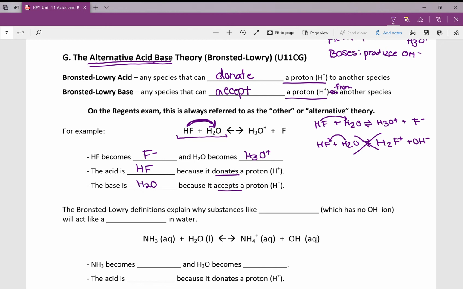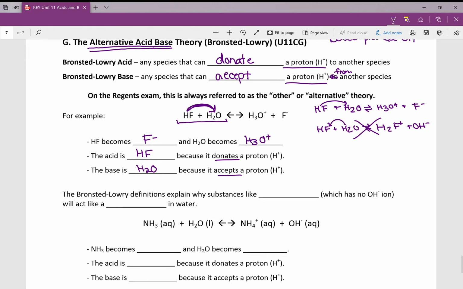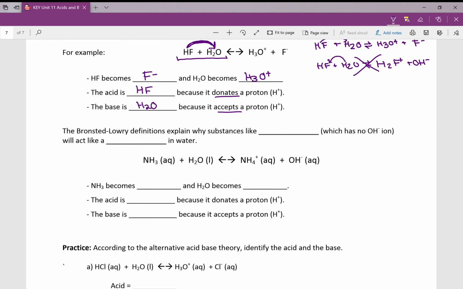Now in honors and AP, we get into conjugate acids and bases that involve the products on the right-hand side. For Regents chemistry, we only care about our two reactants: which one is acting as the Bronsted-Lowry acid and which one is acting as the Bronsted-Lowry base. The Bronsted-Lowry definition is important because it explains substances like ammonia, NH3, which is on Table L, our bases, and why it will act like a base in water, even though there's no hydroxide in it.